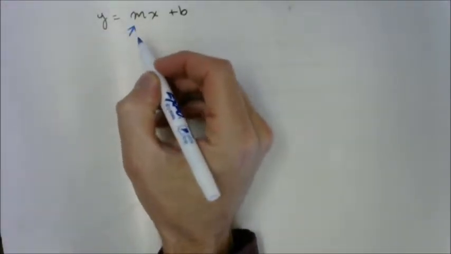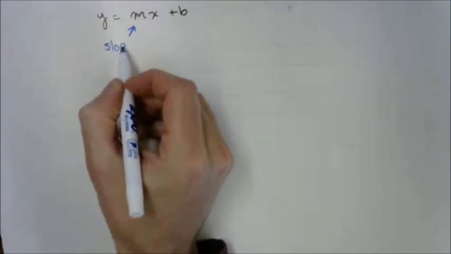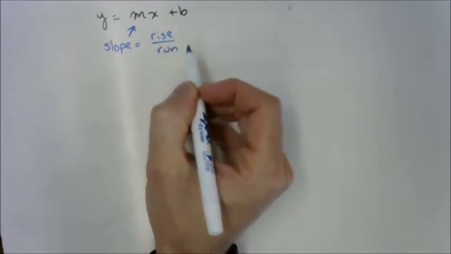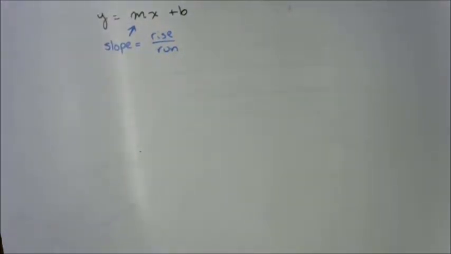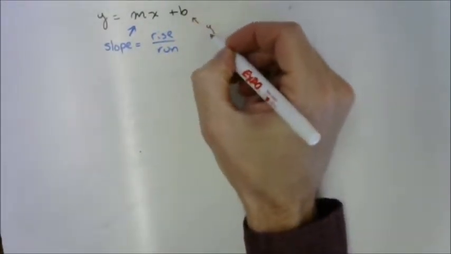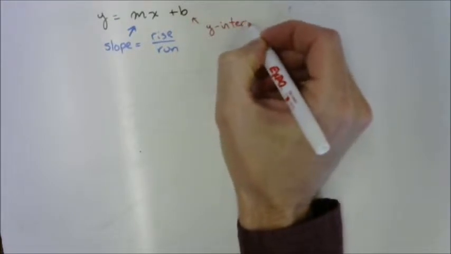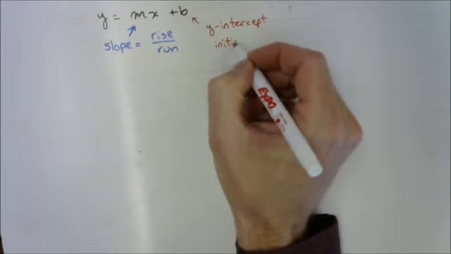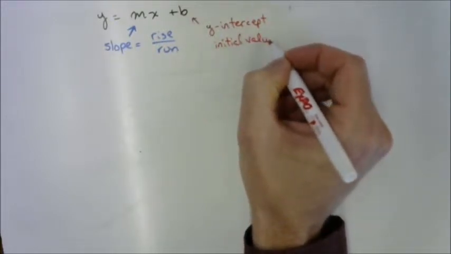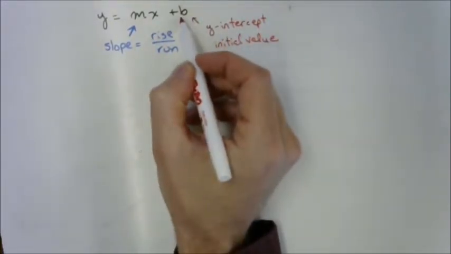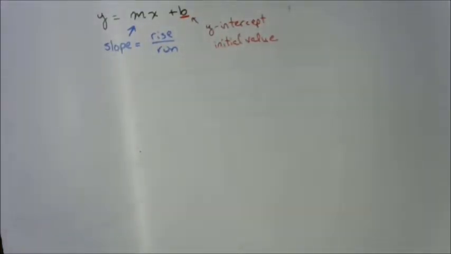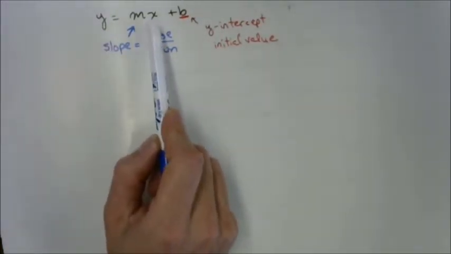What does m represent? Slope, which is rise over run. B equals the y-intercept. And b is the y-intercept, otherwise known as the initial value. And then, once we have these parameters filled in, once we've replaced b with a number and m with a number, then we have an equation that relates y to x.